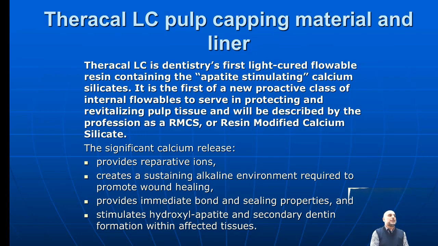It is the first of a new protective class of light-cured flowable liners. So it's flowable also, easy to use, and adaptable to the floor of the cavity to protect and revitalize pulp tissue, and it is described by professionals as RMCS, resin-modified calcium silicate. So it contains resin that sets by light-cure, modified with calcium silicate.